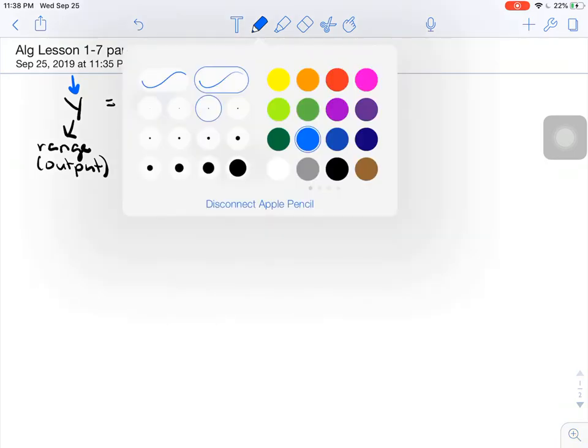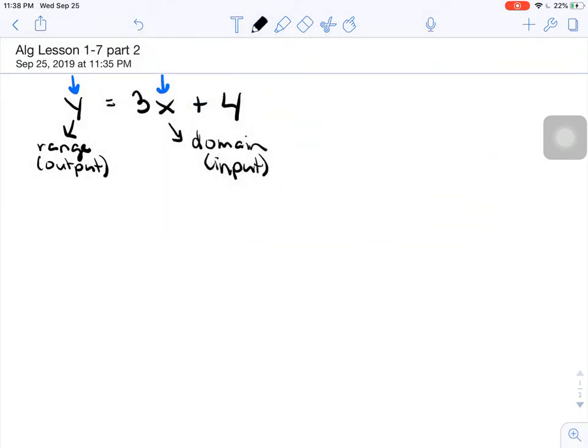In function notation, this exact same equation would look like this. The way that we would say this, if you were talking about it out loud, would be to say f of x equals 3x plus 4. What we changed was right here. Instead of using y for our output, now we're using this thing, f of x, to represent our output.